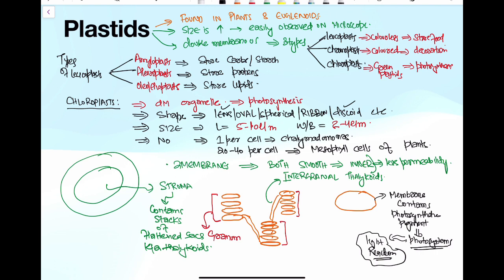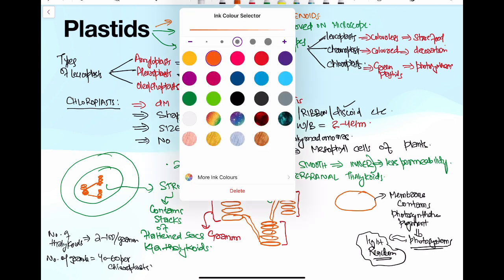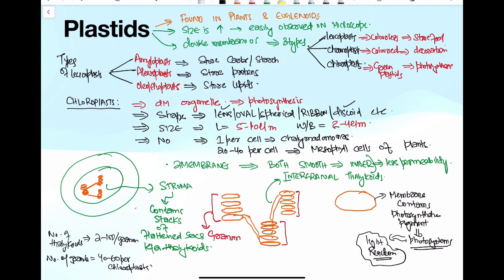Now an important thing you must remember about the number. The number of thylakoids varies from 2 to 100 per granum, and the number of grana varies about 40 to 60 per chloroplast. So these are grana, and these are intergranal thylakoids. Okay, now the space of stroma outside these thylakoids, the space around thylakoids, that is the stroma.